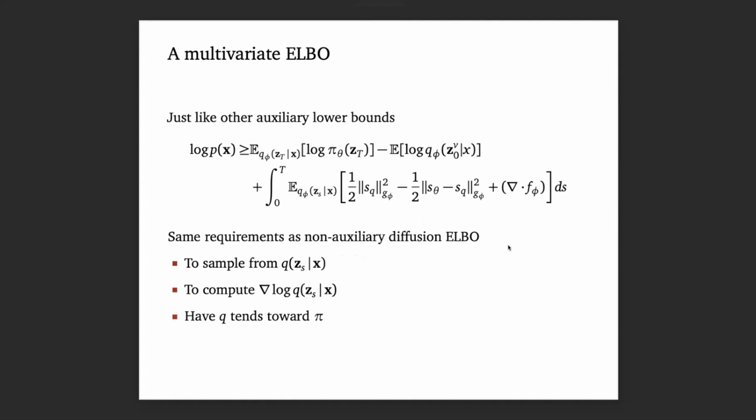You can see sort of the remnants of this auxiliary coordinate here. The other parts of it are hidden in the fact that the SDE is now over 2 dimensions. But we still have the same requirements. We have the requirement of Q. We need its gradient, and we need to have Q tend towards pi.